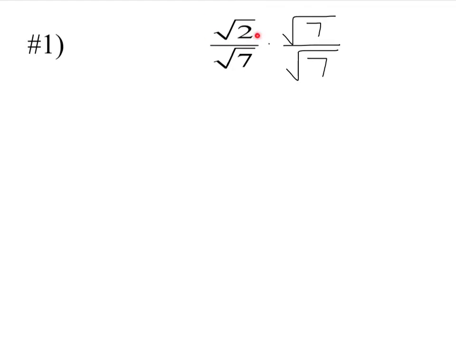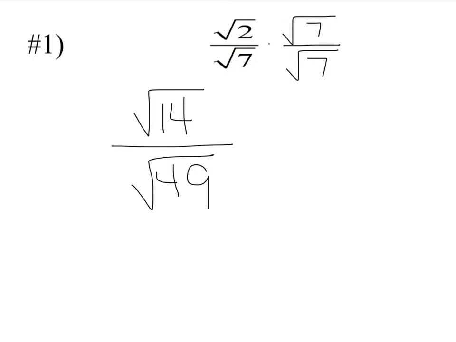Because both numerators have the same index of 2, I can multiply them together. So the square root of 2 times the square root of 7 is the square root of 14. And then our denominators, square root of 7 and square root of 7, both also have the same index, so I can multiply those together. The square root of 7 times the square root of 7 is the square root of 49. And if you realize, the reason that we did this is because the square root of 49 is 7.